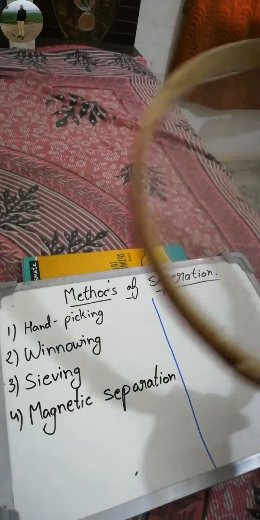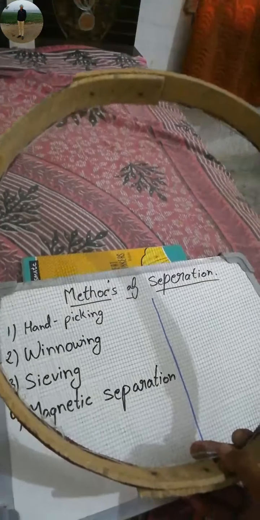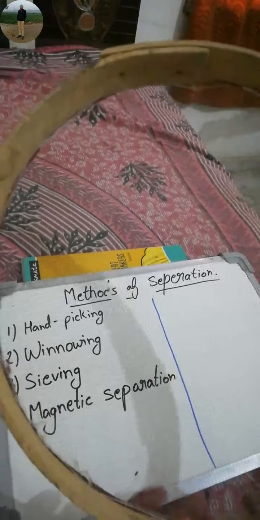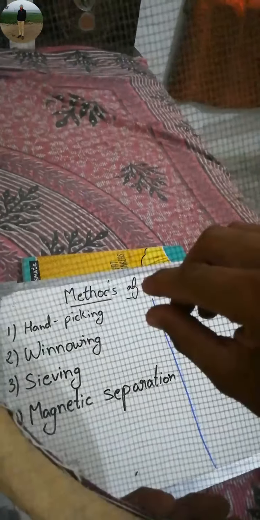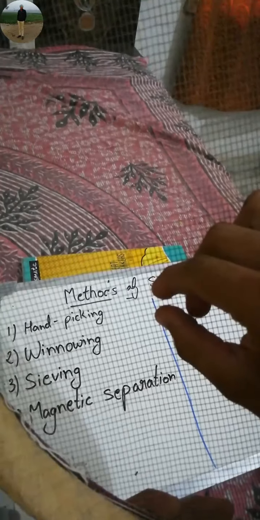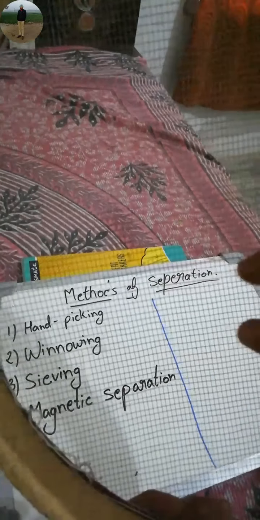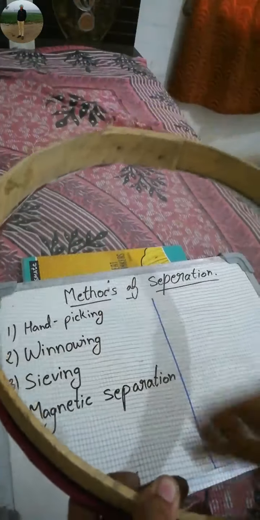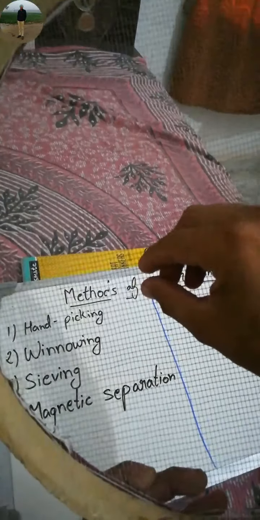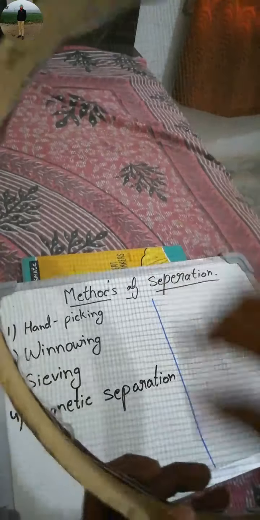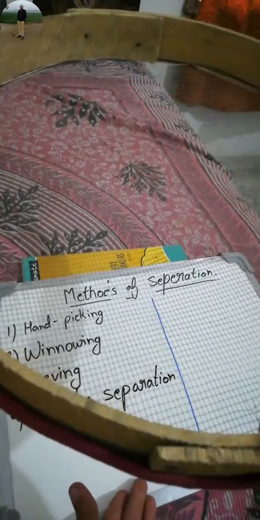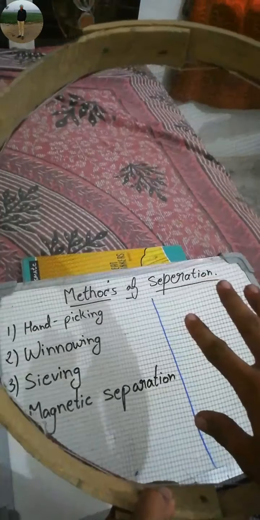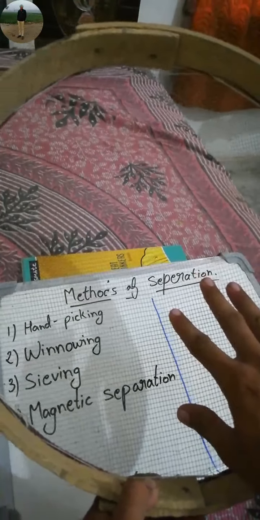I have one available at my home. This is used for construction. Now you can see there is a mesh and the size. Now the bigger particles remain on the top and the smaller ones, whose size is smaller than this mesh, will collect at the bottom. This mesh is used in sieving method.